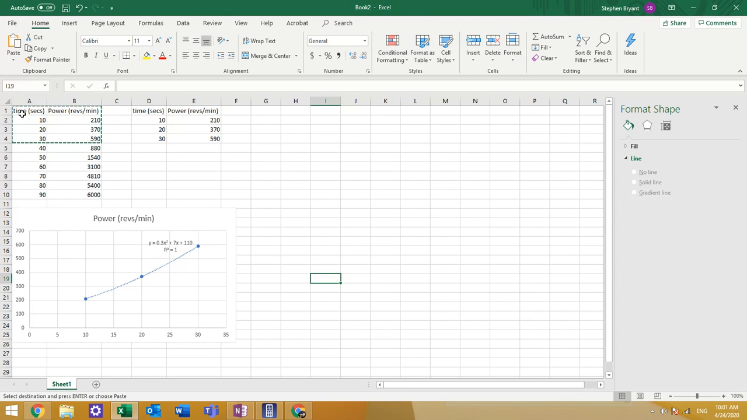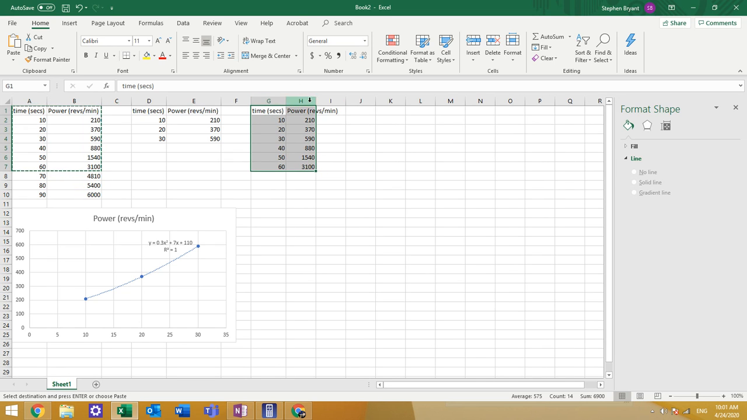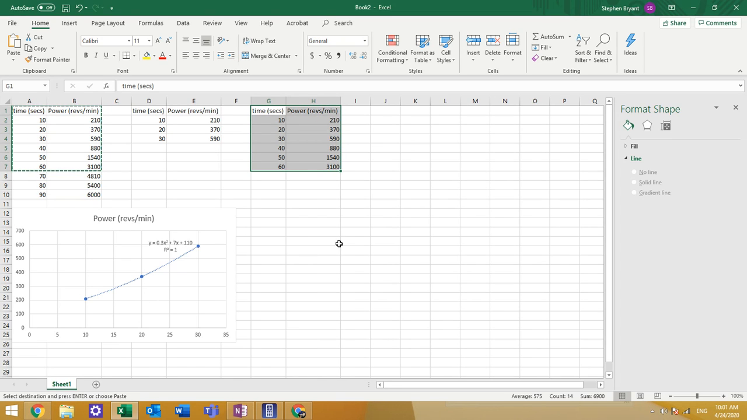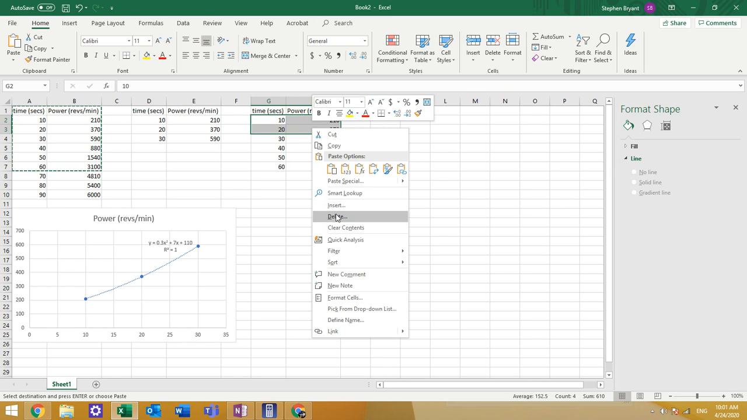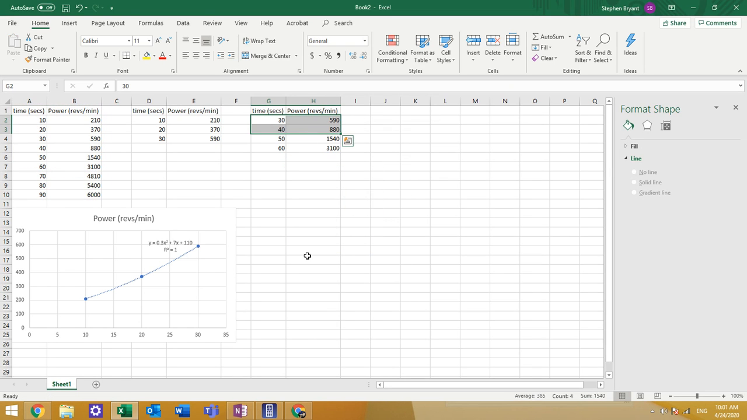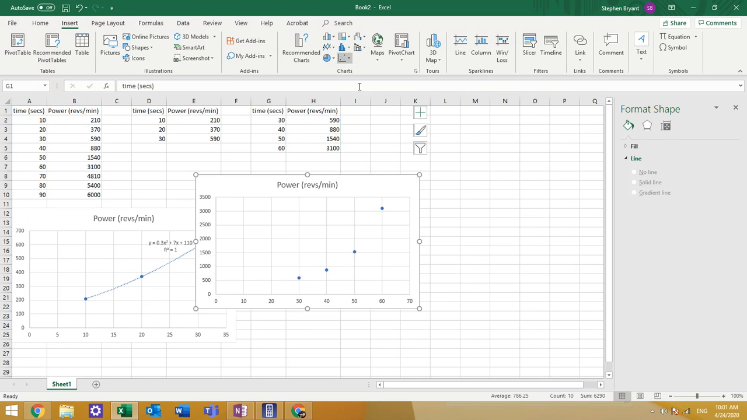Right, the next lot of numbers they want me to do is 30 to 60. So I'm going to copy this lot first. Control C, Control V. Double click in between the lines just to expand it out. Right, I don't need 10 and 20 seconds, so I'm going to delete those and move my cells up. So there's my numbers. I could have retyped them over there, but I've just copied them and pasted them and got rid of the ones I don't need. So highlight, insert, chart, scatter. There's my next series of points.